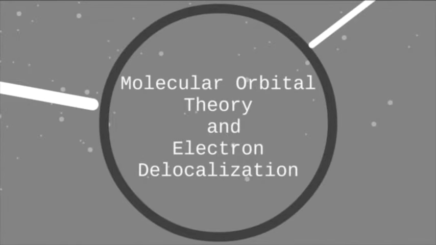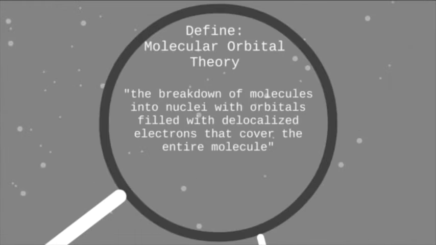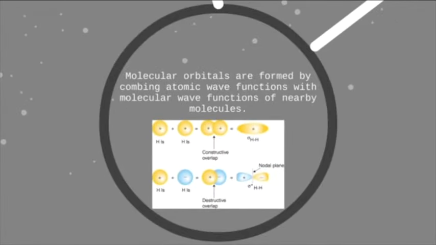Molecular orbital theory and electron delocalization. Molecular orbital theory is viewed as a breakdown of molecules into nuclei with orbitals that are filled with delocalized electrons that cover the entire molecule. Molecular orbitals are formed by combining atomic wave functions with the wave functions of nearby atoms.